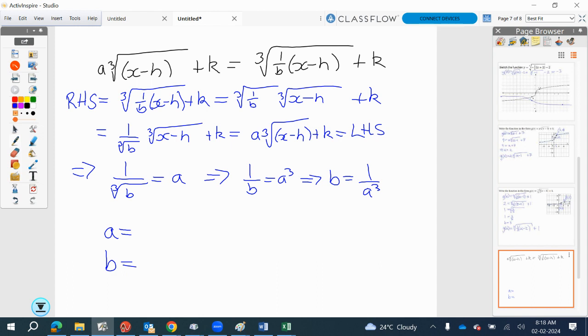Isn't the opposite like a cubed equals 1 over b? Check my math. Usually the math speaks for itself. It's also a cubed equals 1 over b, right? It depends. If you do like equals 1 over a, a cubed equals 1 over b.